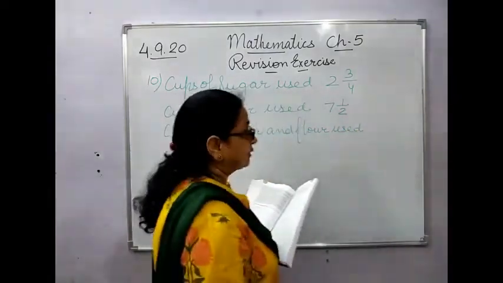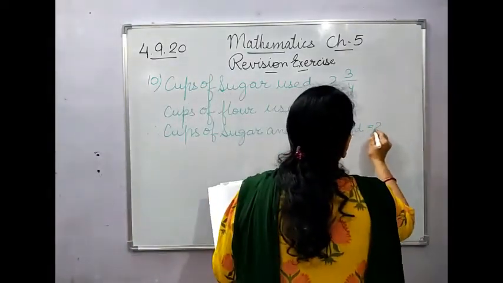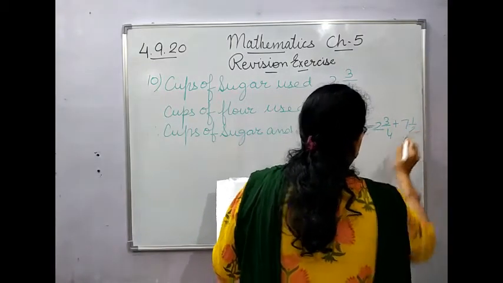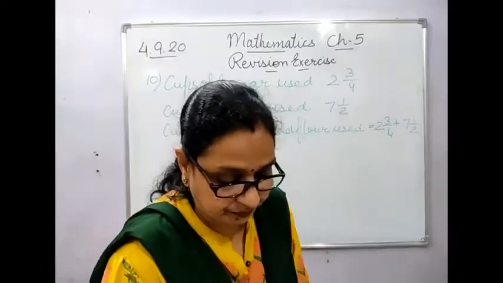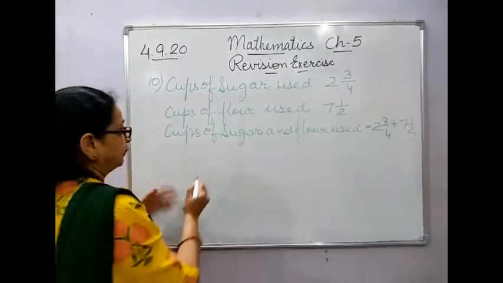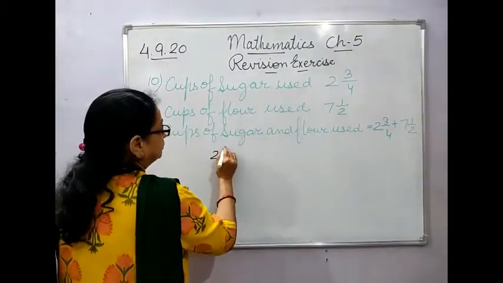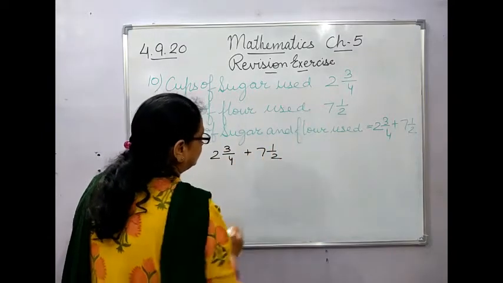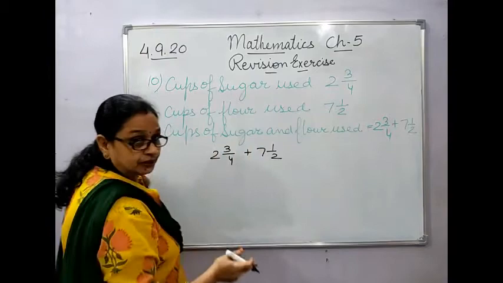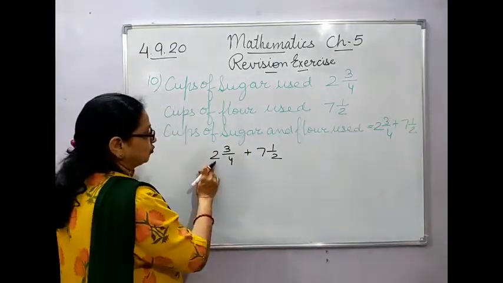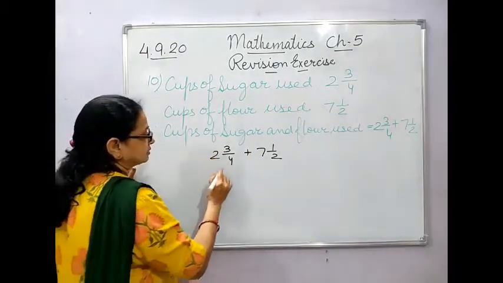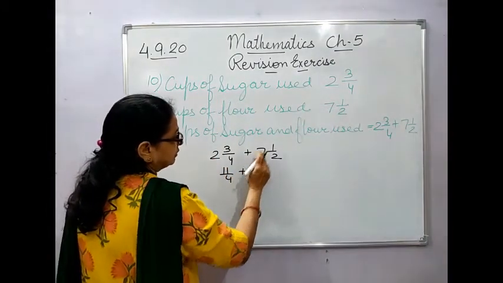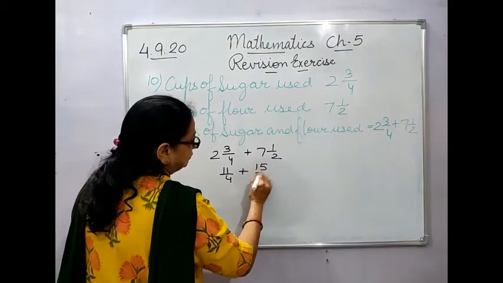All together also you can write down. So it will be 2 whole number 3 upon 4 plus 7 whole number 1 upon 2. Now you add it. Mixed fraction, so convert it into improper fraction. 4 2s are 8, 8 and 3 is 11 upon 4, plus 2 7s are 14 and 1, 15 upon 2.